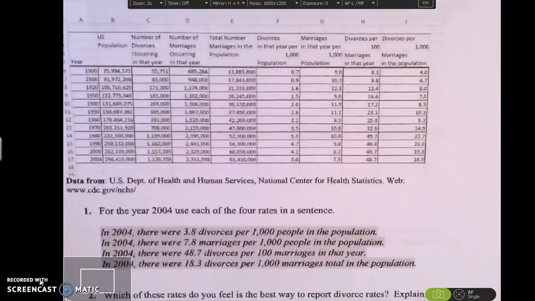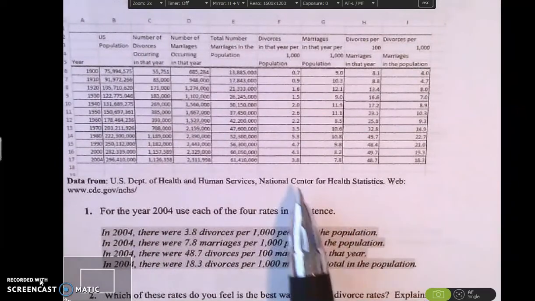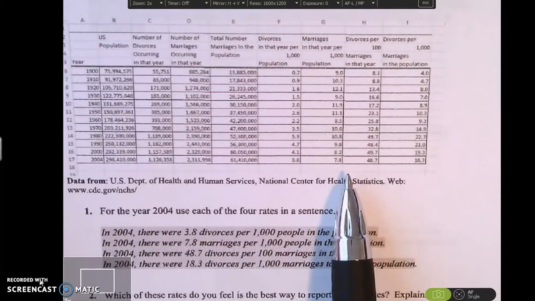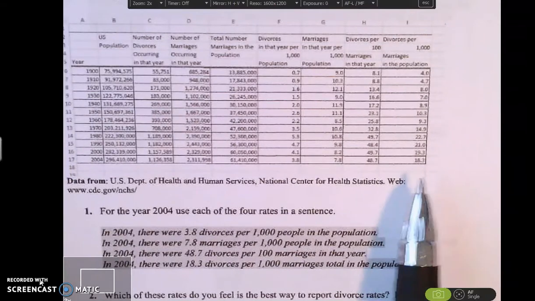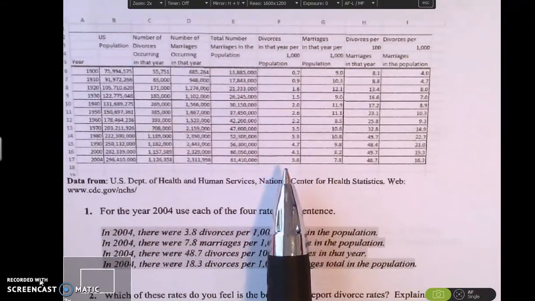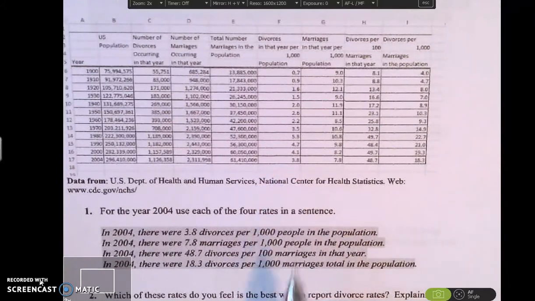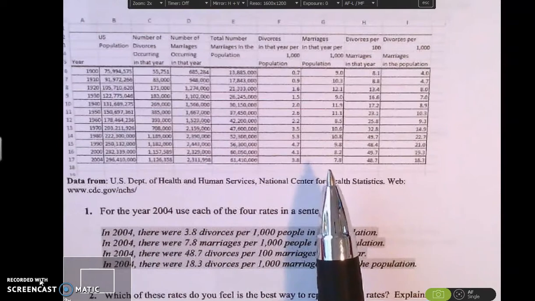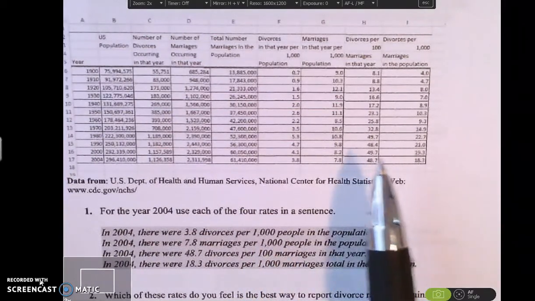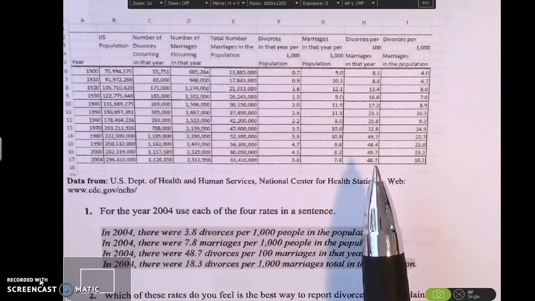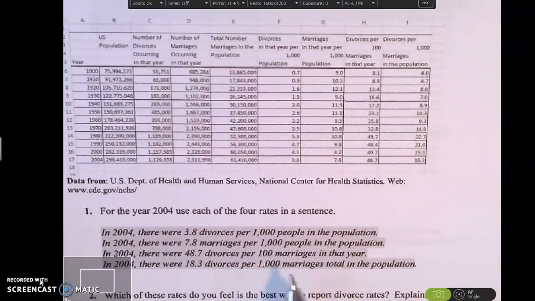So they want you to take the information from 2004, which is 3.8, 7.8, 48.7, and 18.3, and basically write a sentence. So your sentence here would be that there are 3.8 divorces per 1,000 people in the population in the year 2004. The 7.8 would be there are 7.8 marriages out of 1,000 people in the population. This one says there are 48.7 divorces for every 100 marriages that year.